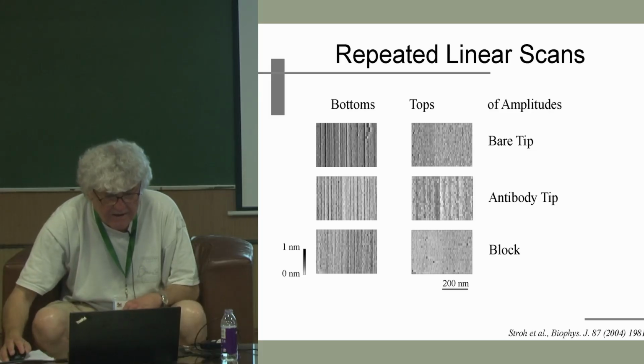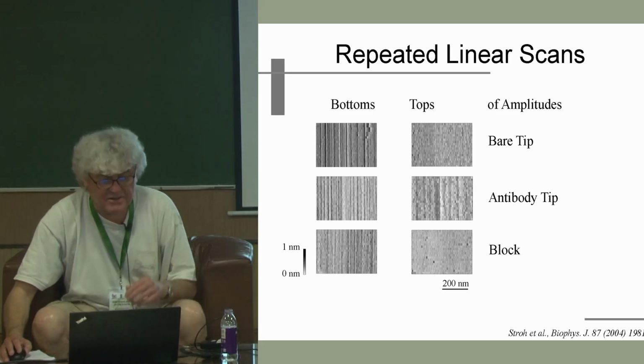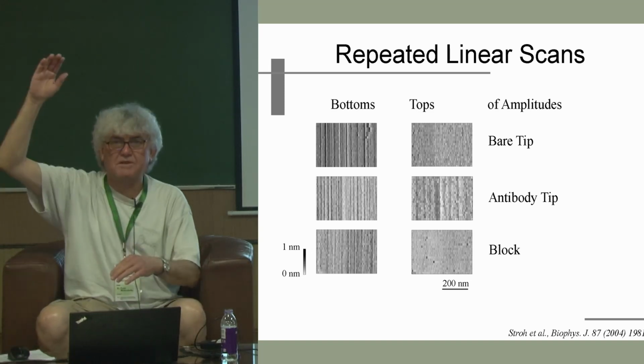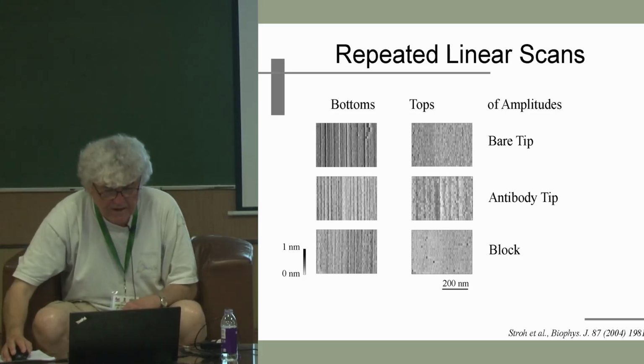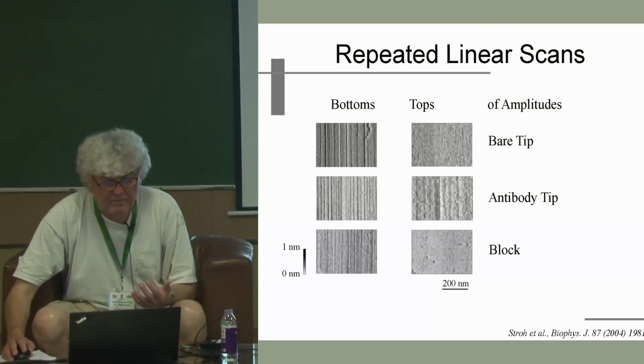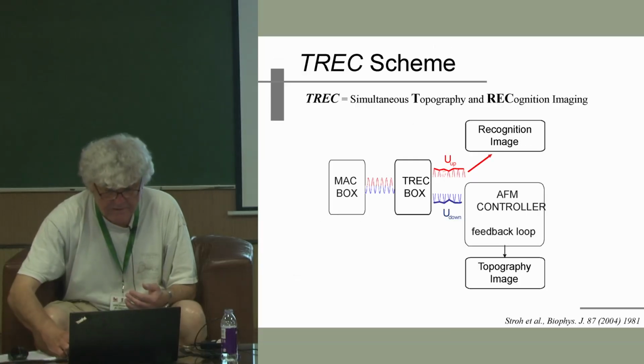So here again, with the bare tip, we only see information on the bottom, not on the top. With an antibody tip, antibody against lysozyme, we see information in the bottoms and also in the tops. Bottoms is from the topography, and tops is from recognition. Okay? And if we block the tip with lysozyme, that's the proof of specificity. We retain the downstrokes, but the upstrokes disappear. Okay, that's the proof of specificity.